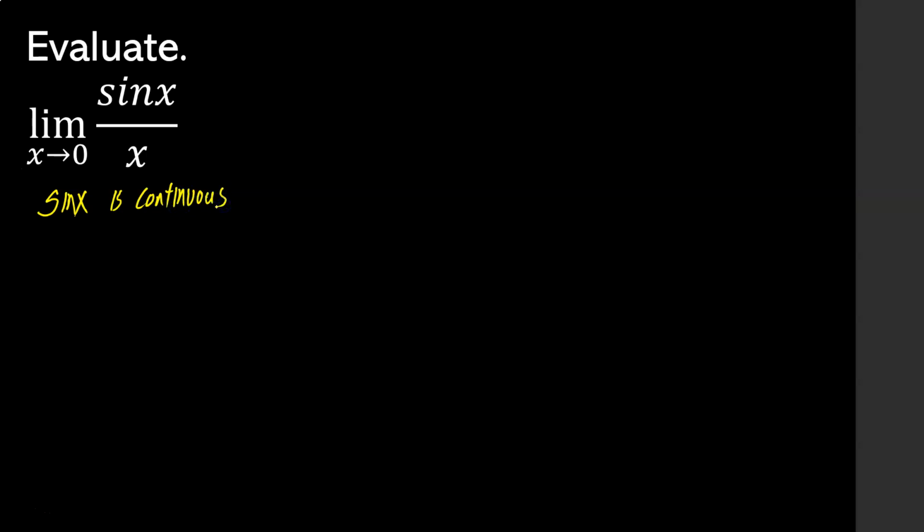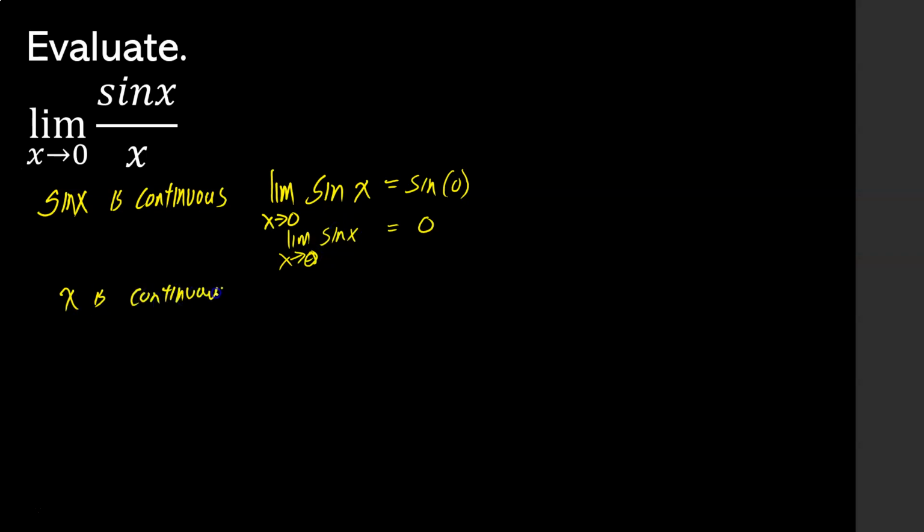Because now we can do an easy limit. So the limit as x approaches 0 of sine of x is the same as sine of 0, which is 0. Okay. And x is continuous as well. So the limit as x approaches 0 of x is also 0. Now what do we write? We say, hey, we're going to do a derivative of this thing, which doesn't seem likely, but we're allowed to using L'Hopital's rule.